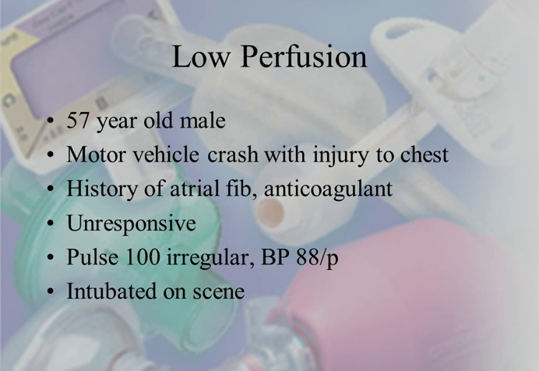Okay, so we get a 57-year-old male who was involved in a motor vehicle collision. He's got an injury to his chest. He has a past history of atrial fib, and he's on an anticoagulant. He's unresponsive. His pulse is 100 beats per minute, and it is irregular. His blood pressure is 88 over palp, and he is intubated on the scene.